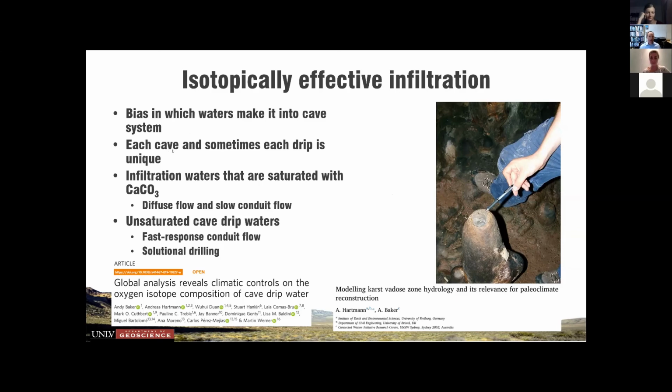Now, I like to say that each cave is unique. Sometimes each drip is unique, and you don't know that until you start analyzing them. And that's why we need to be doing this monitoring data to the best of our ability inside of the caves to understand what's controlling those oxygen isotope values. So a couple of nice papers have looked at how climate and these processes in the epikarst and in the caves can have influences on the oxygen isotopic values of the drip waters and into the speleothems.